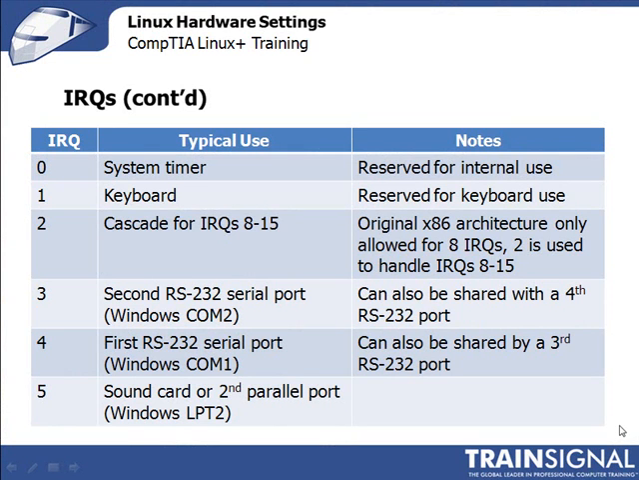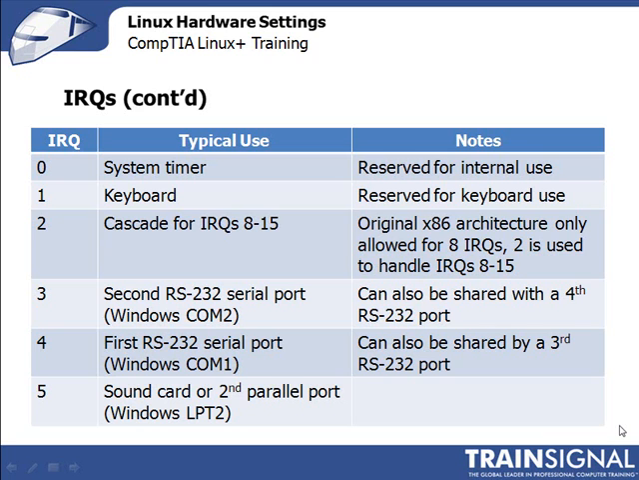They are typically assigned as indicated here. First we have IRQ 0, which is assigned to the system timer. That's one that's reserved for internal use and shouldn't be reassigned. Same goes for IRQ 1, which is assigned to the keyboard. IRQ 2 is a special case, and it's called Cascade. In the original x86 architecture, there was only room for 8 IRQs. Using this cascade number, that number can be bumped up to 15.